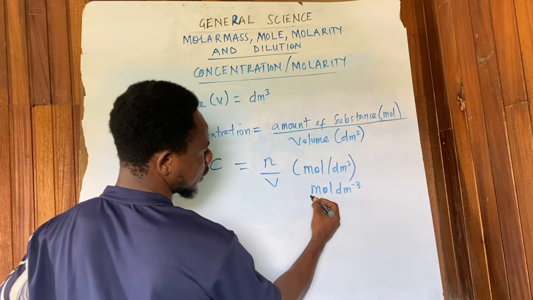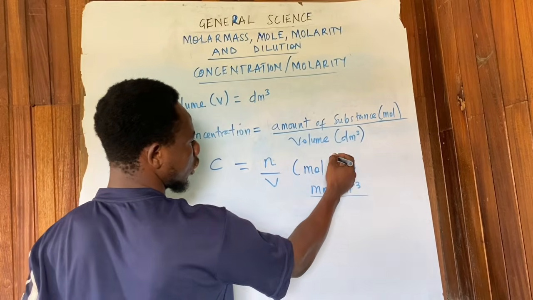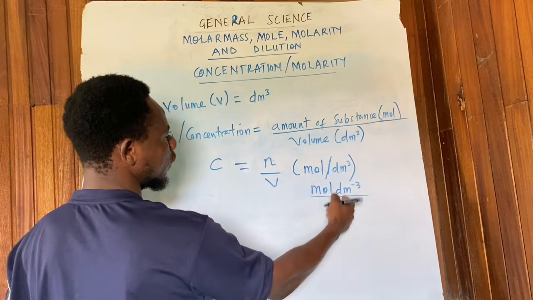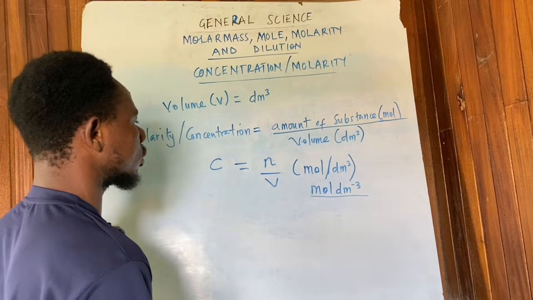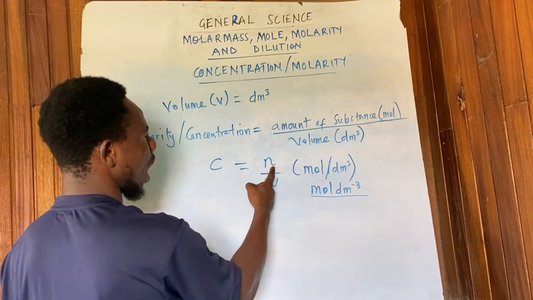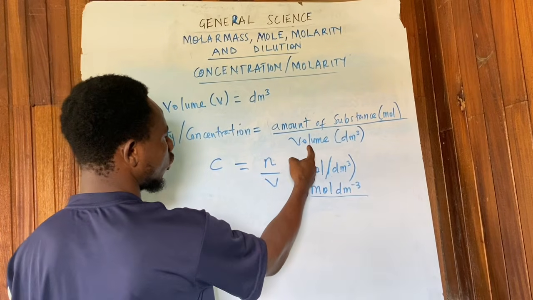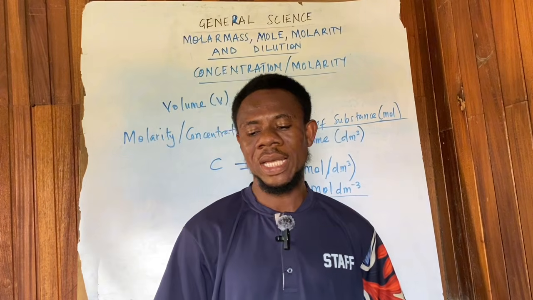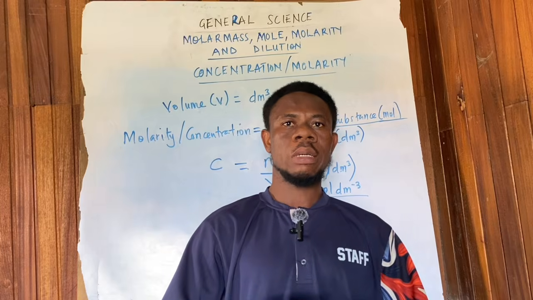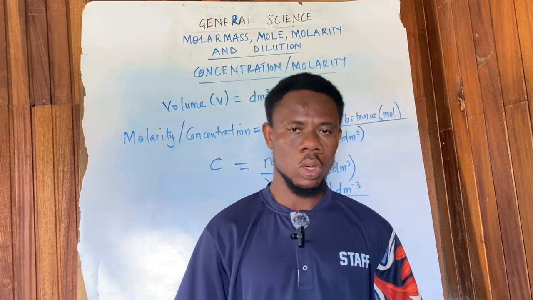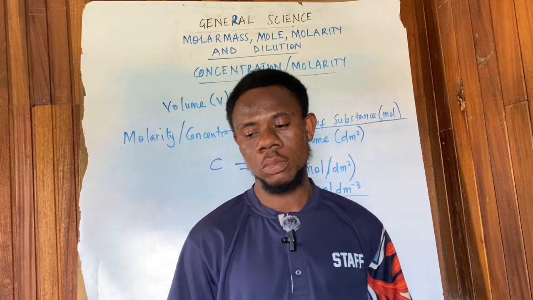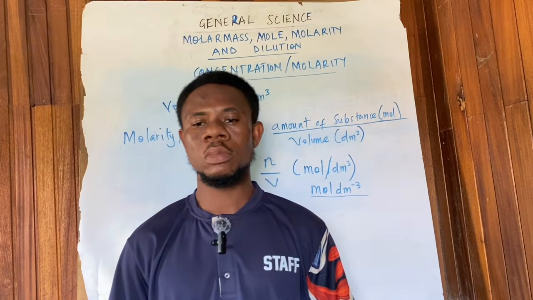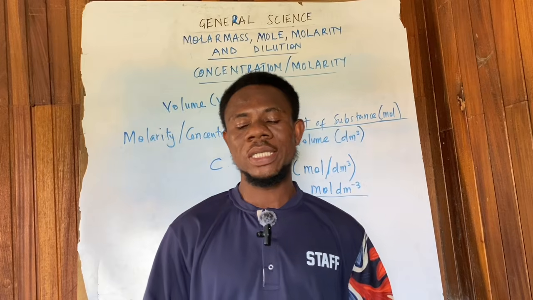So you can either write it like this, or you bring your division sign, then you bring dm cube. Any of these is correct. So our concentration is equal to our amount of substance over our volume. Now, what if our volume is given in milliliters or centimeters cube? This means we will have to change it to decimeter cube.